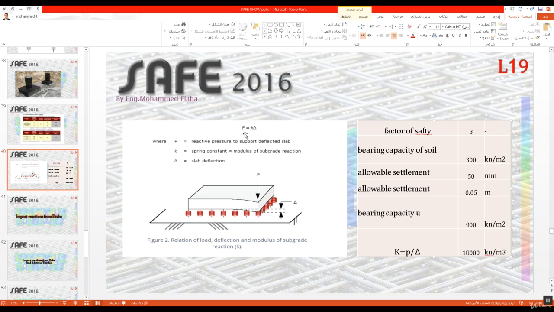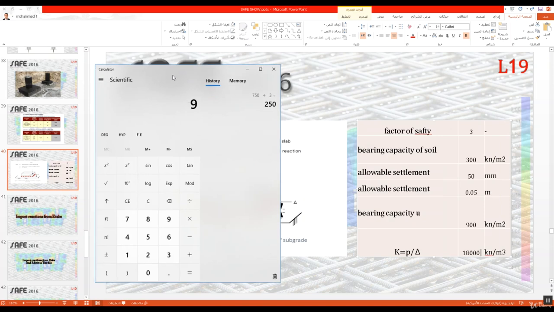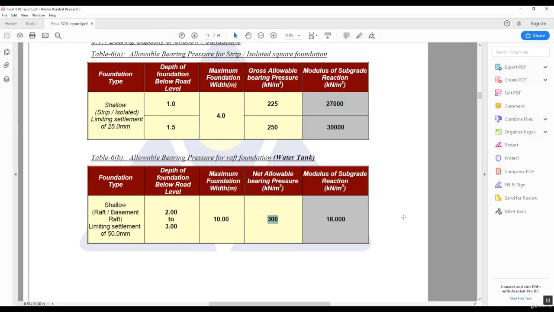It's 900. He said there's an equation: the reaction pressure, the bearing capacity, equals K multiplied by delta. What's K? That's what we want. The spring constant, or modulus of subgrade reaction. Delta is the settlement. How much settlement? It's 900 divided by 0.05, all in meters. It's 18,000. If we go back to the soil report, you see it's 18,000. This is right.